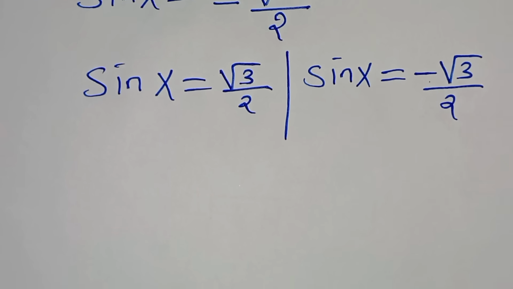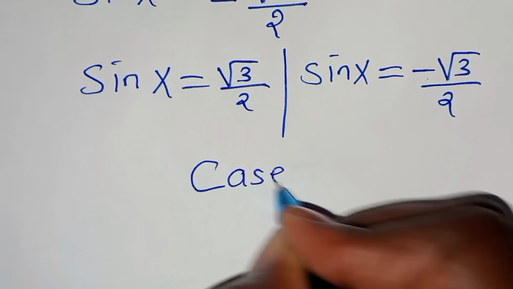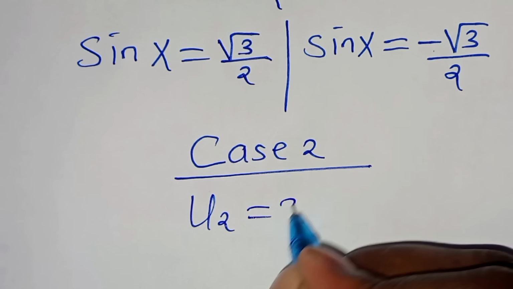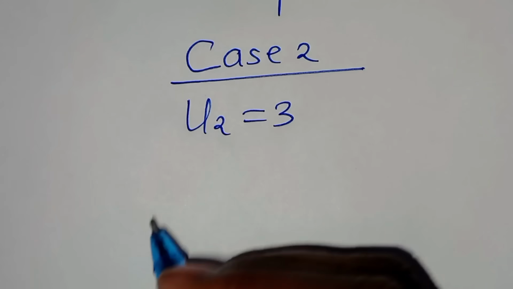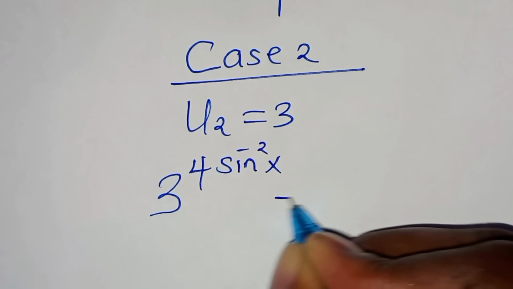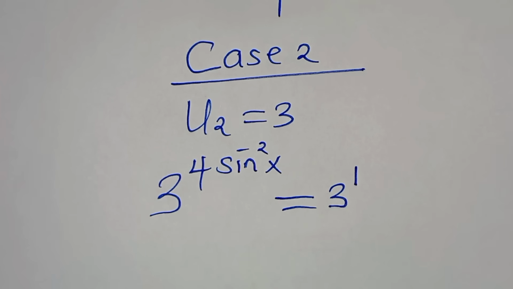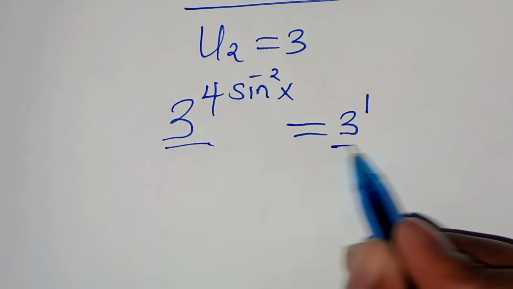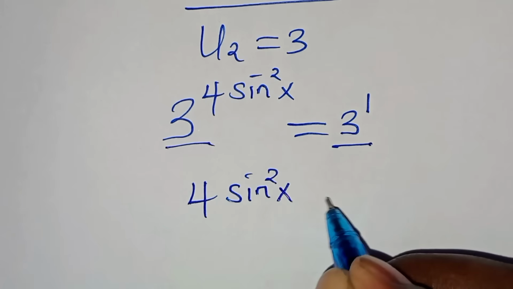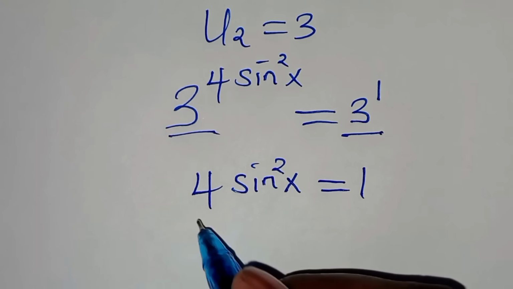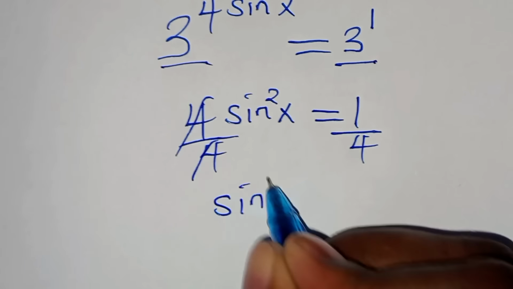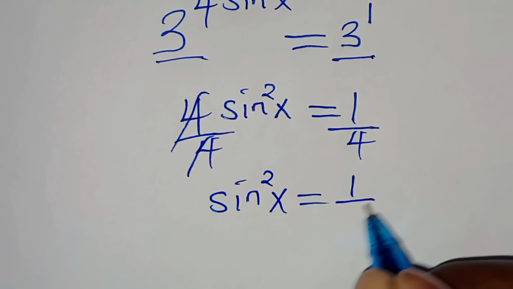Now, let's proceed to case 2. In case 2, we have that u2 is equal to 3. So this means that 3 to the power of 4 sine squared x is equal to 3, which is 3 raised to the power of 1. Since the bases are common here, we have 4 sine squared x equal to 1. So let's divide both sides by 4, and this means that sine squared x is equal to 1 over 4.